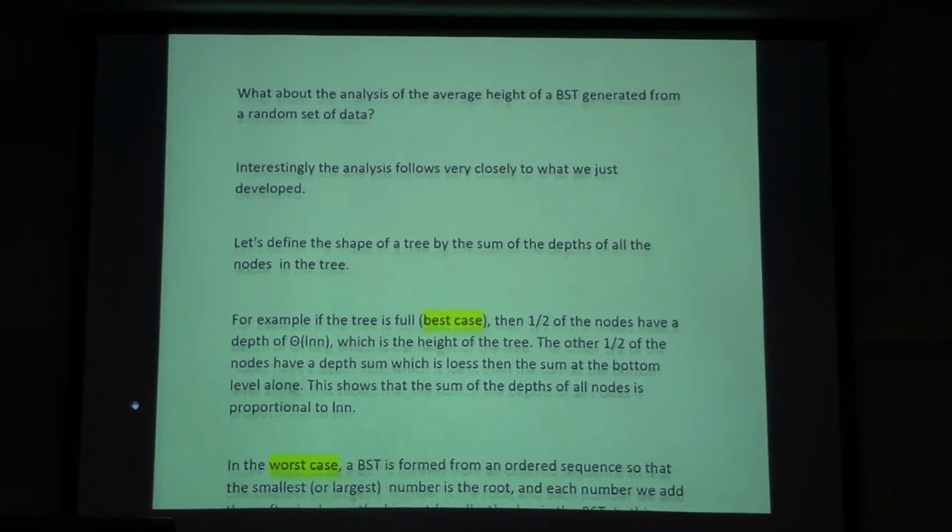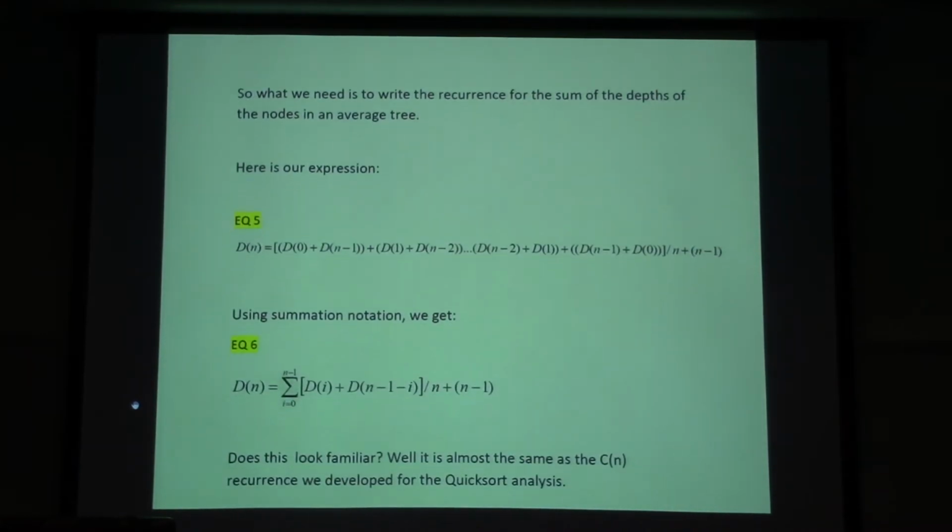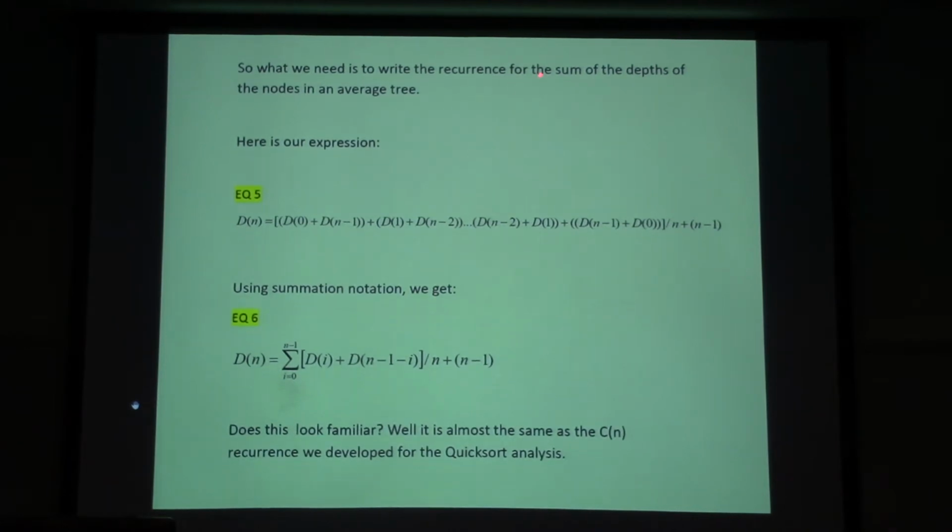So what we need to do is write a recurrence for the sum of the depths of the nodes in an average tree. And so the average tree always becomes a question: what are our assumptions for an average tree? So here is our expression. We're going to write D of n, and D is going to represent depths, as C represented comparisons. So the average sum of depths of a tree with a number of nodes equal to n, notice that our expression is recurrently equal to almost the same expression as we had before.